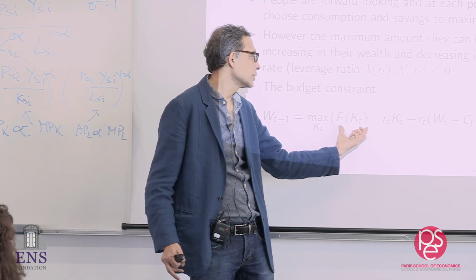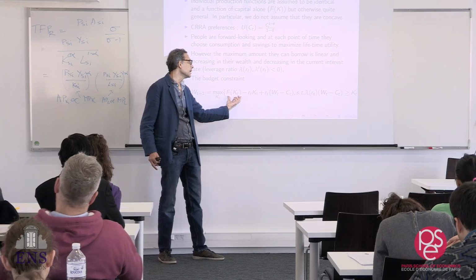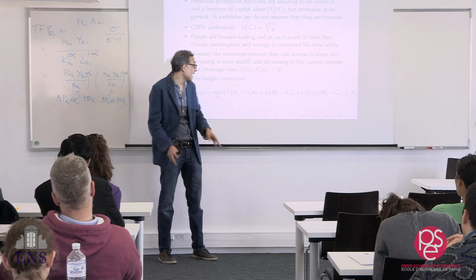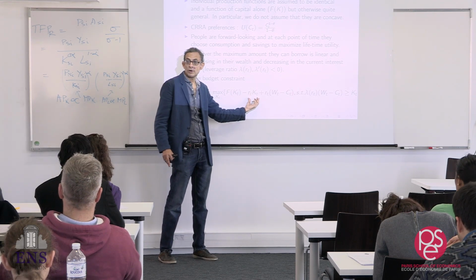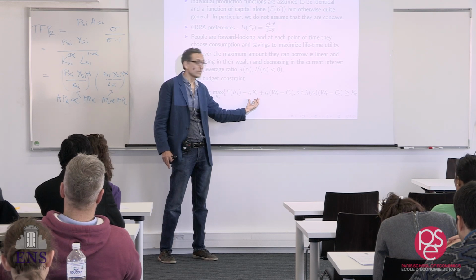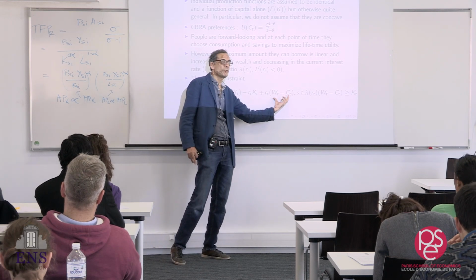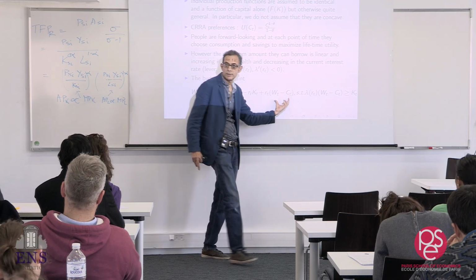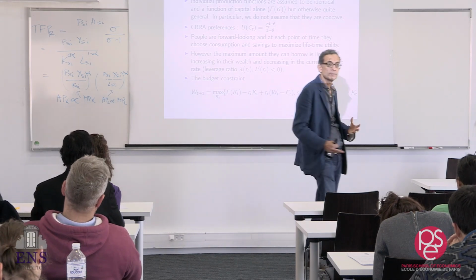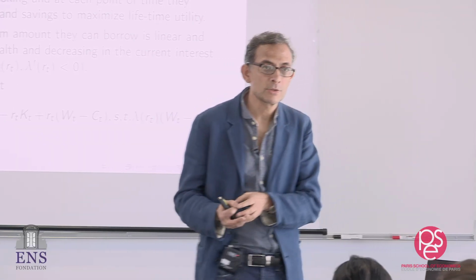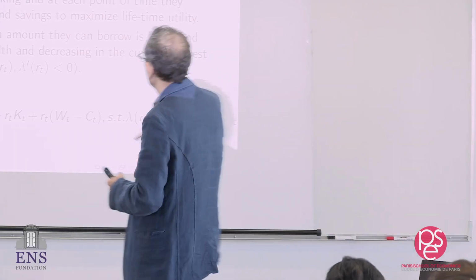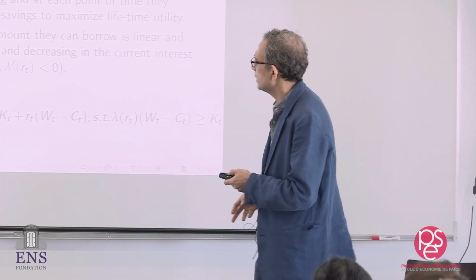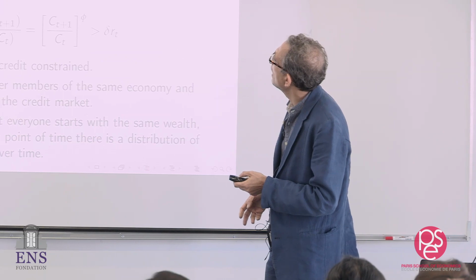Think of it as: you produce this much output, pay the interest on the entire amount of the capital, and then this much you get refunded because this is the wealth you had. You had some, so you don't pay the interest on it. So this gets refunded to you, and this is how much you pay. So this is all kind of elementary.